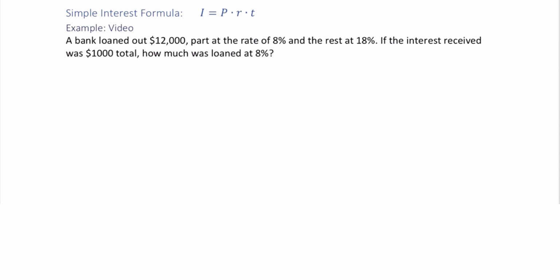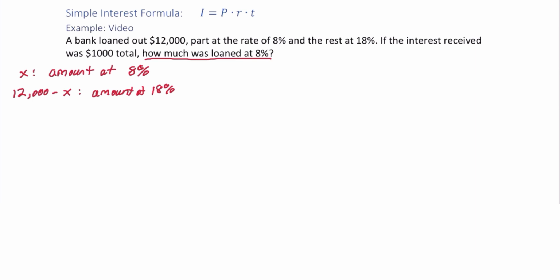Start by labeling the unknown. In this case, X. X is the amount at 8%. Now we actually have two unknowns. We also don't know how much is loaned at 18%. Since X is the amount at 8%, and we know that the total loaned is $12,000, we can say that 12,000 minus whatever X is will give us the amount at 18%.